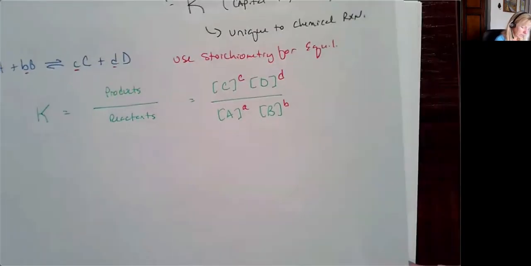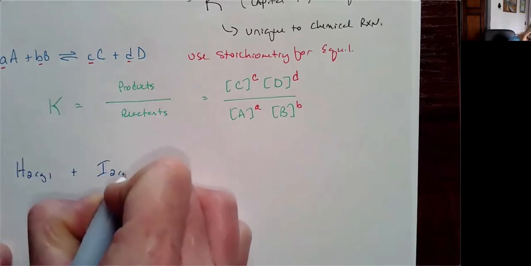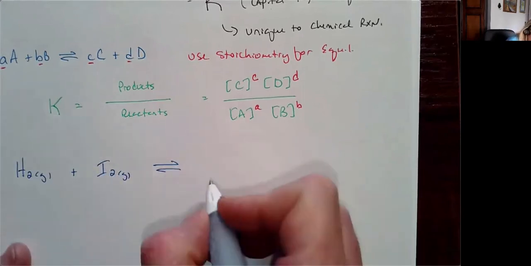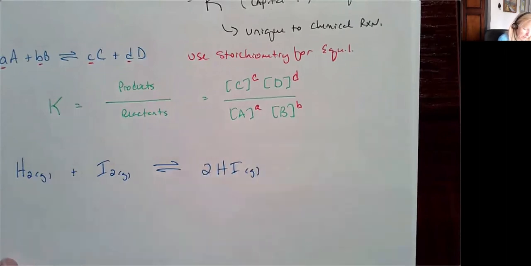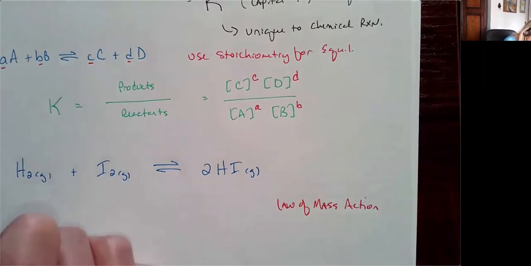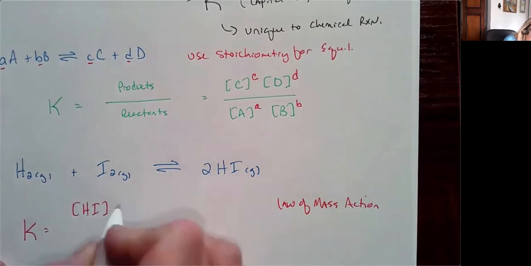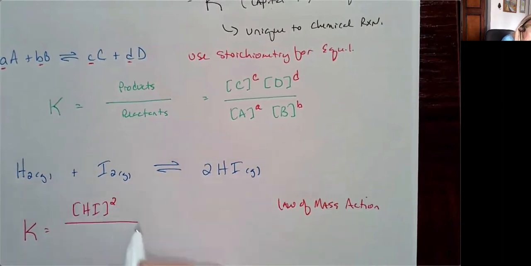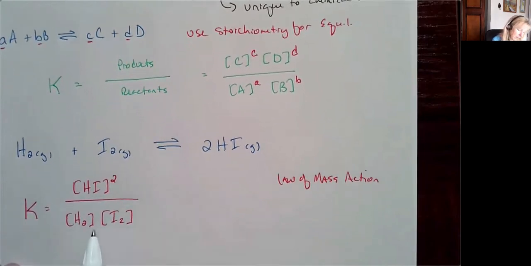Let's do another example. Let's say I have H2 plus I2 in an equilibrium scenario with the formation of 2HI. Let's say I want to write my law of mass action. I'm going to start with big K. I'm going to put my products in the numerator, so that's HI, and I'm going to take it to the second power. In my denominator, I'm going to have hydrogen to the 1, and I2 to the 1. So these don't have, their coefficient here is an understood 1. So this would be my law of mass action.